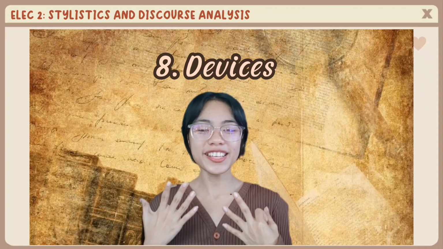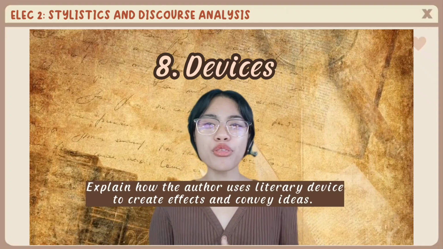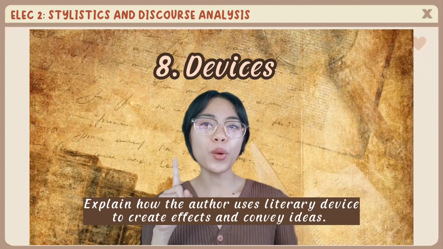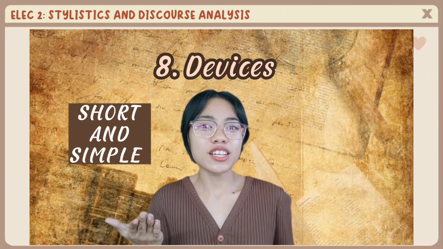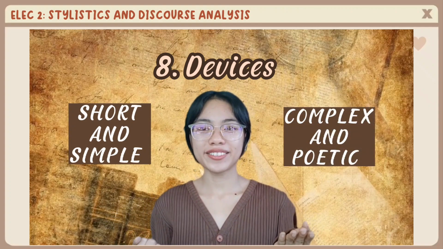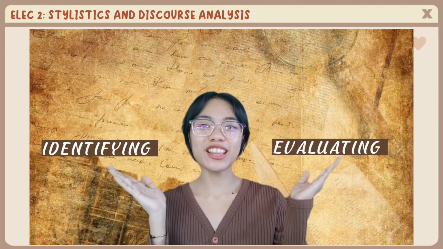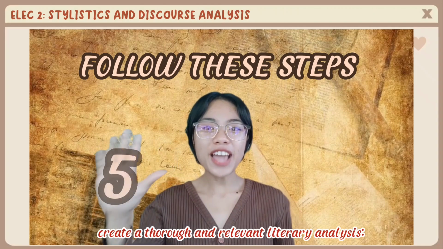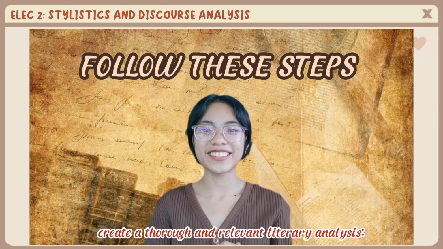Last but not least, number 8, devices. Explain how the author uses literary devices to create effects and convey ideas. Does the author make sentences short and simple, or more complex and poetic? After identifying and evaluating these elements, follow these 5 steps to create a thorough and relevant literary analysis.